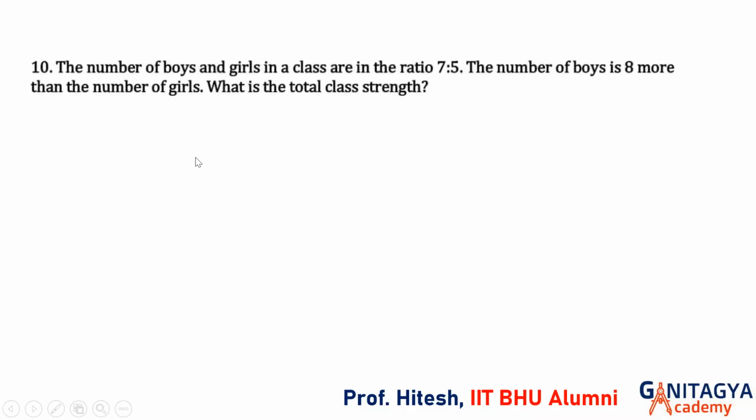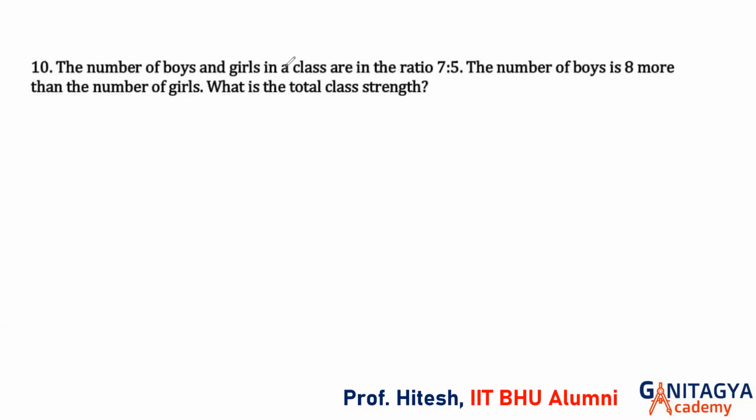The next is: the number of boys and girls in a class are in the ratio of 7:5. Very easy question. The number of boys is 8 more than the number of girls. What is the total class strength? Very good.